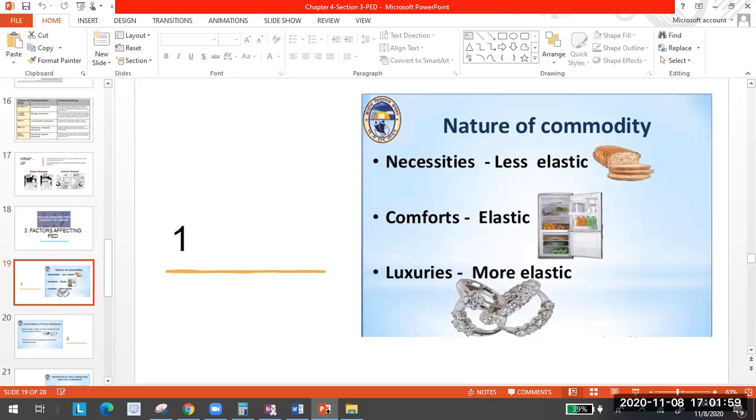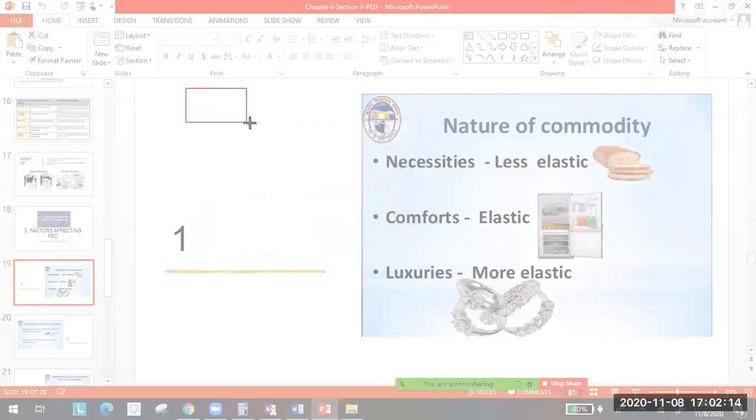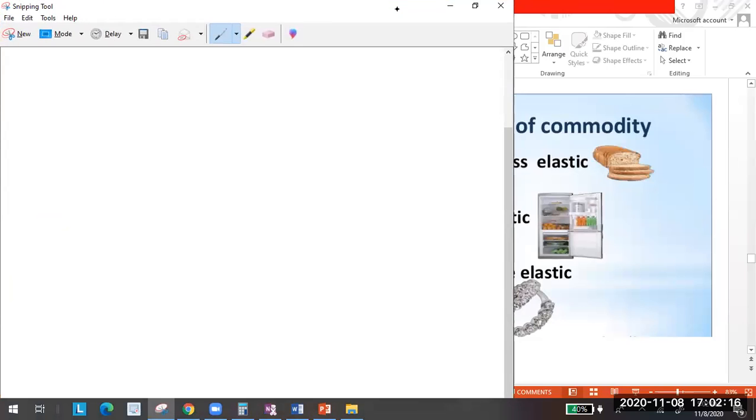No, no, right? So you need to bifurcate these things on the basis of elasticity. Even if the price of a necessity goes up, it's something you are in need of. Yes, you are in need at any cost, right?